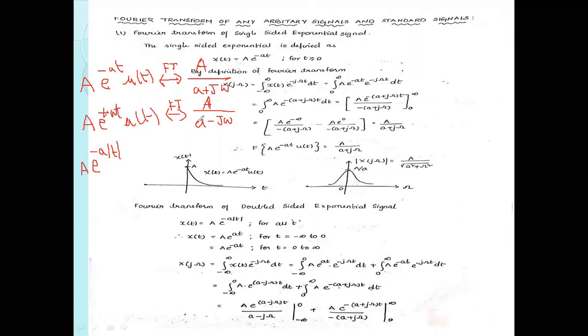Whenever it is a positive exponential, here it is a minus j omega. E power minus, the negative exponential, gives a plus j omega. Now, what is the Fourier transformation of e power minus the magnitude of t?